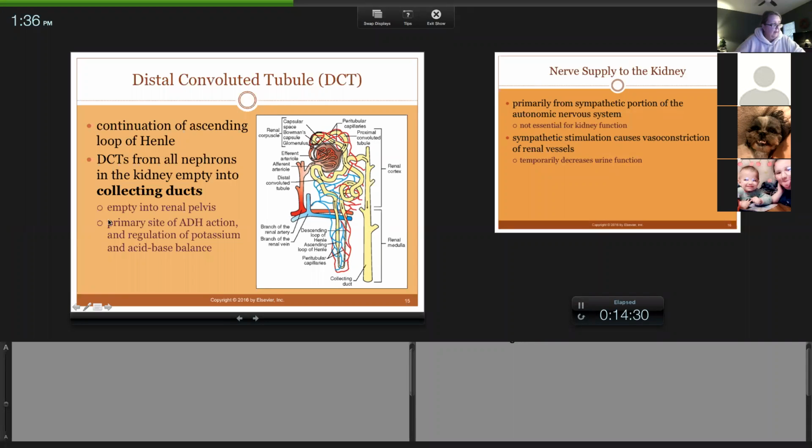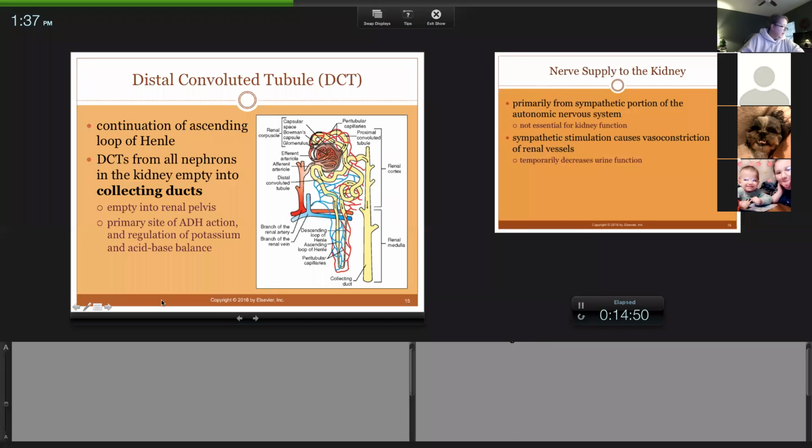And this is where we have ADH action, regulation of potassium. The body can either secrete or reabsorb potassium if it needs to, and help with that acid-base balance. So the DCT is an important part because it's the last stop.